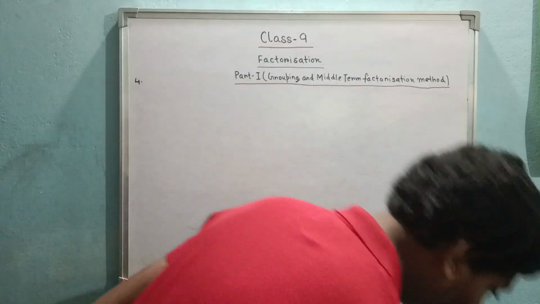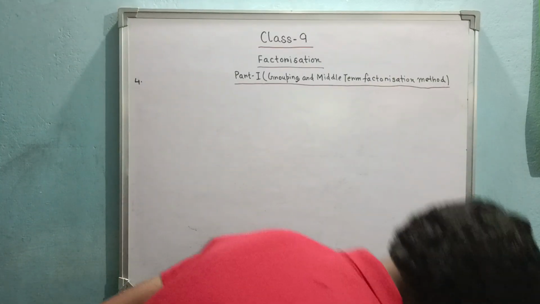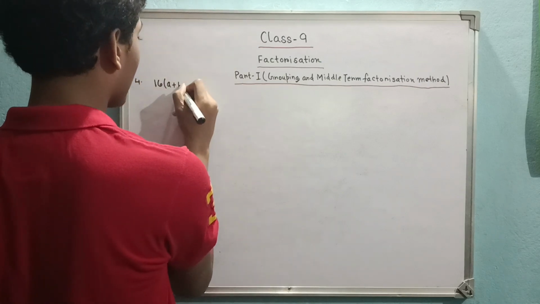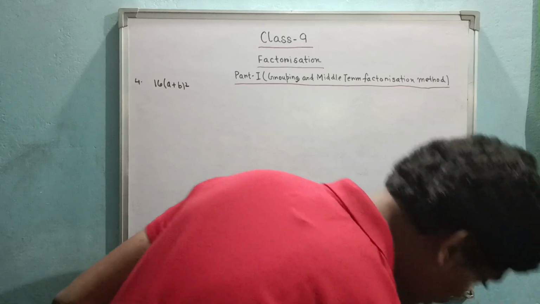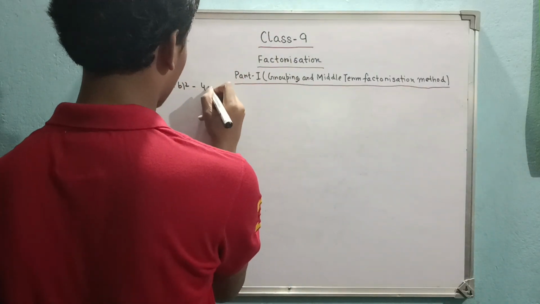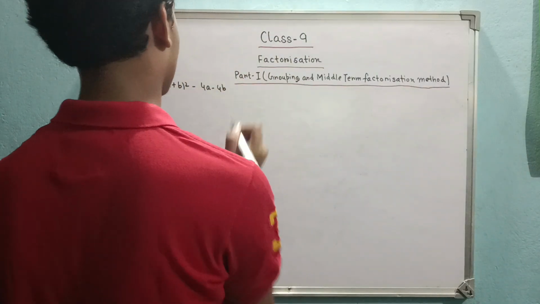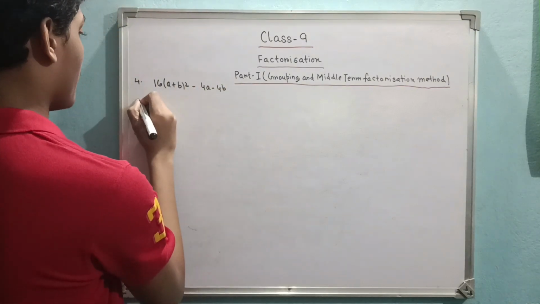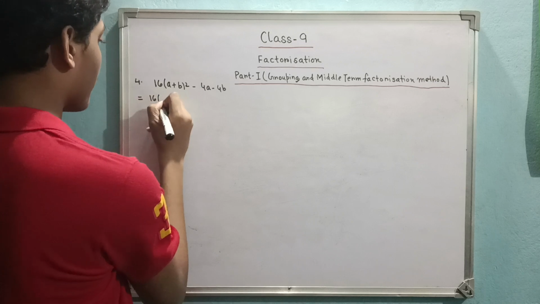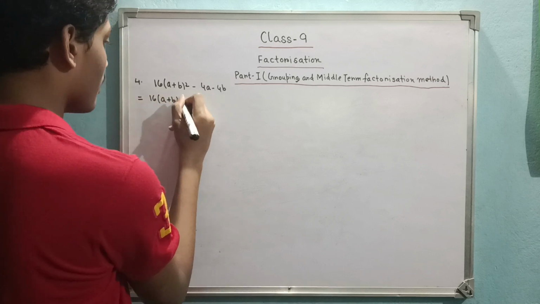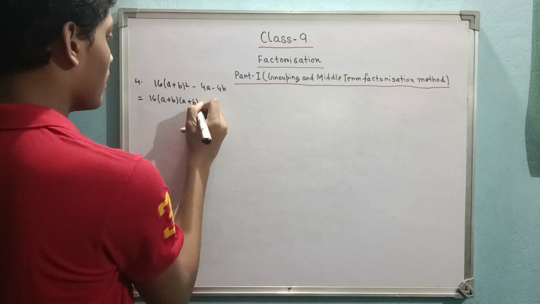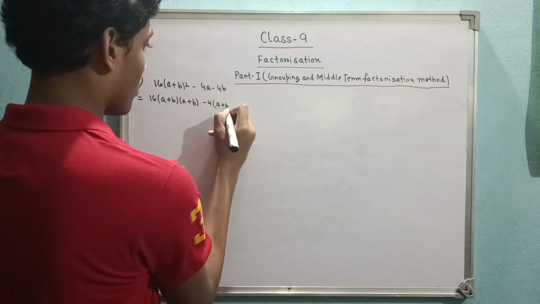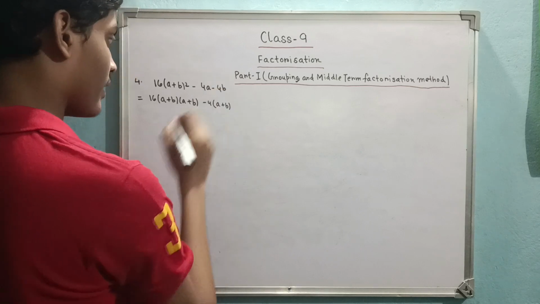Let's see question 4. Okay, a little different one. We have 16 into a plus b whole square minus 4a minus 4b. We have to factorize this by the grouping method. Let us write this properly. So I can write this as 16 into a plus b into a plus b, minus 4 into a plus b, which is minus 4a and minus 4b.